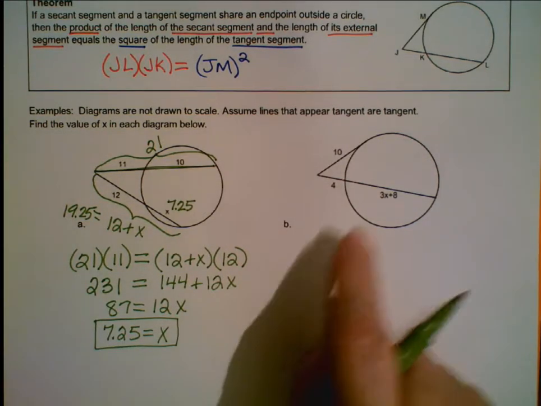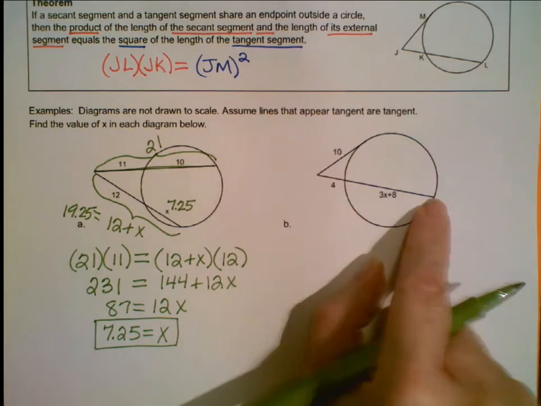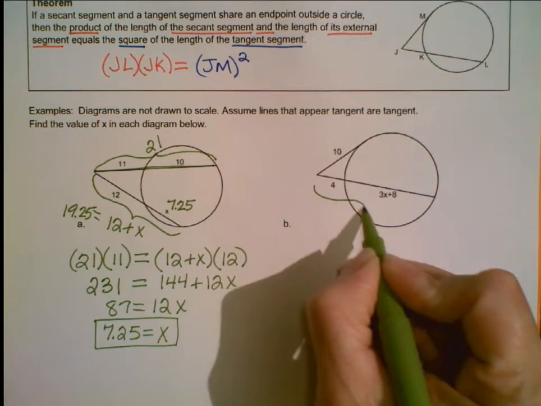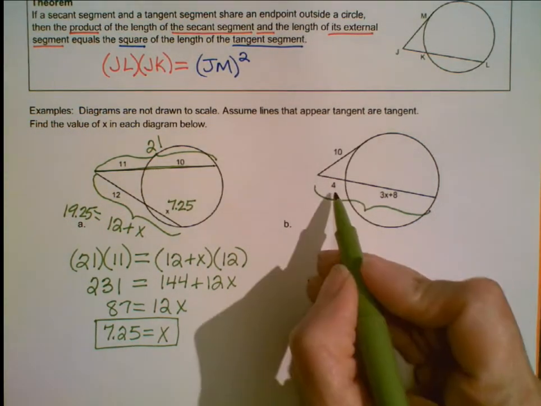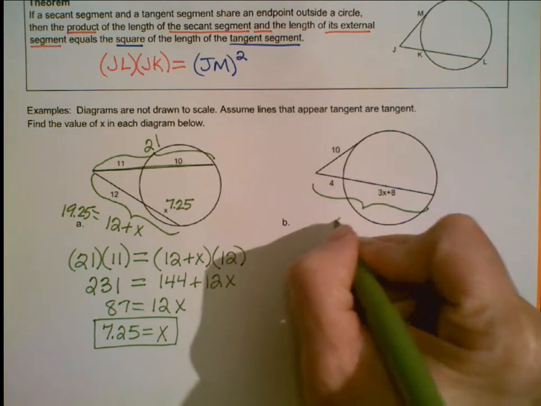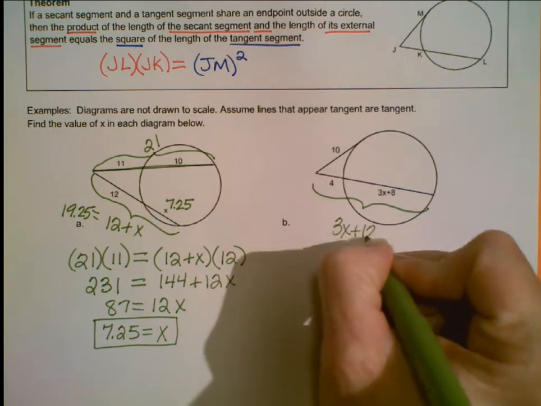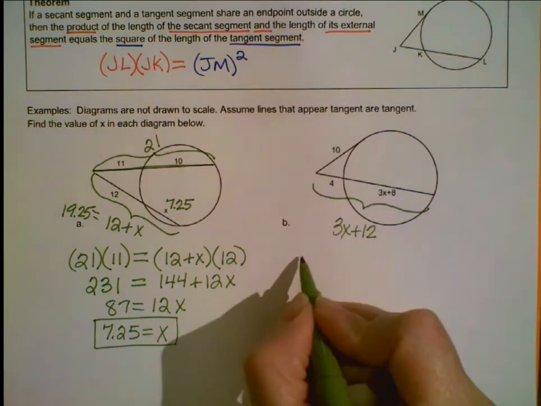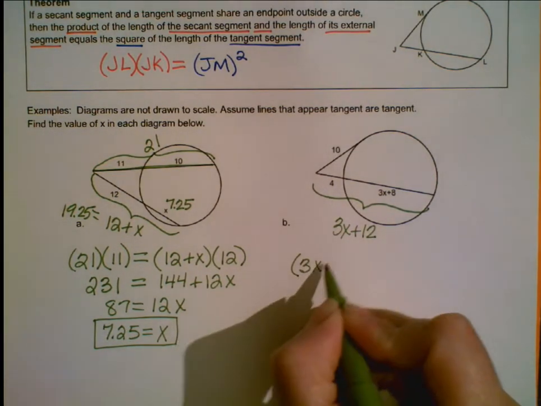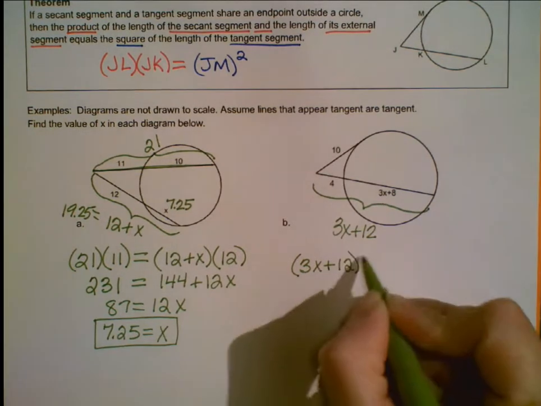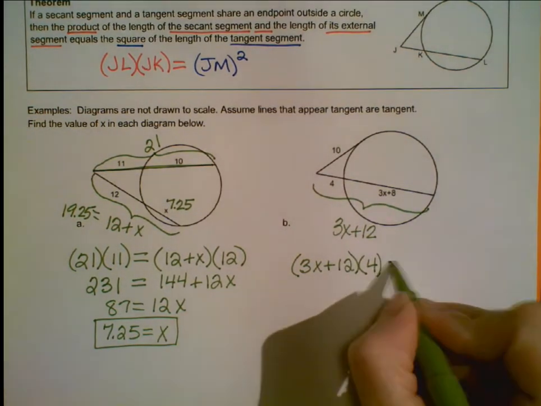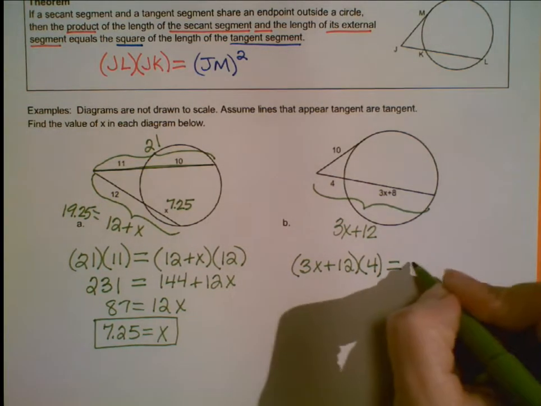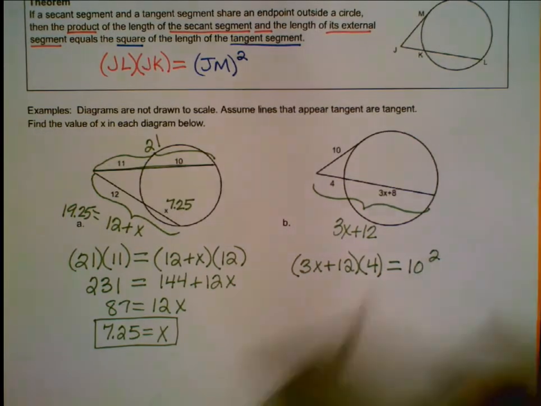In part B, we've got a tangent and a secant. So let's deal with that secant first. We need the whole length, add those two parts together. So in this case, 4 plus 3x plus 8 becomes 3x plus 12. So for that secant, we take the whole length times the outside part. The whole length, 3x plus 12, times the outside part, 4, equals. With a tangent, we take the length and square it. So in this case, the length of the tangent is 10 squared.